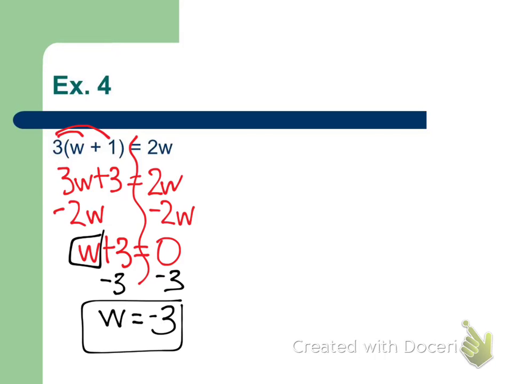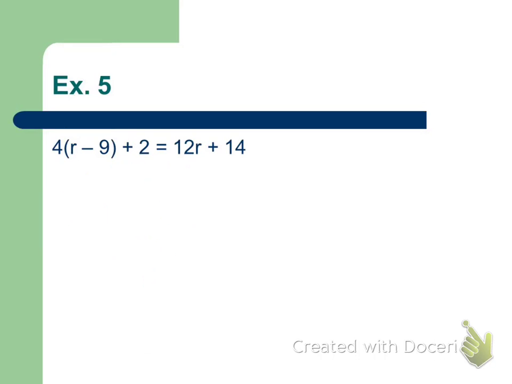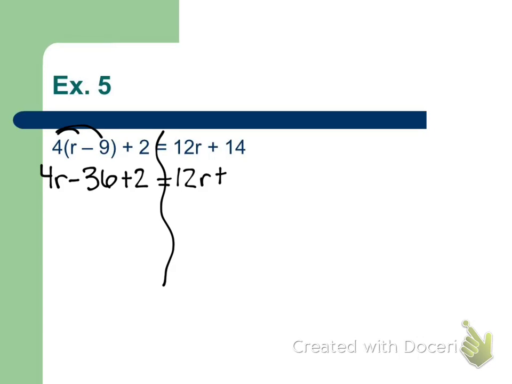Alright, so that problem was a little bit different. Alright, I'll start talking through example 5 because it's a little different from what we've seen. I think we already said the first step is going to be to distribute. If I distribute the 4, what do I get? 4r minus 36. What happens to this plus 2? Drops down. Equals 12r plus 14. Can anyone raise their hand and tell me what we should do next?